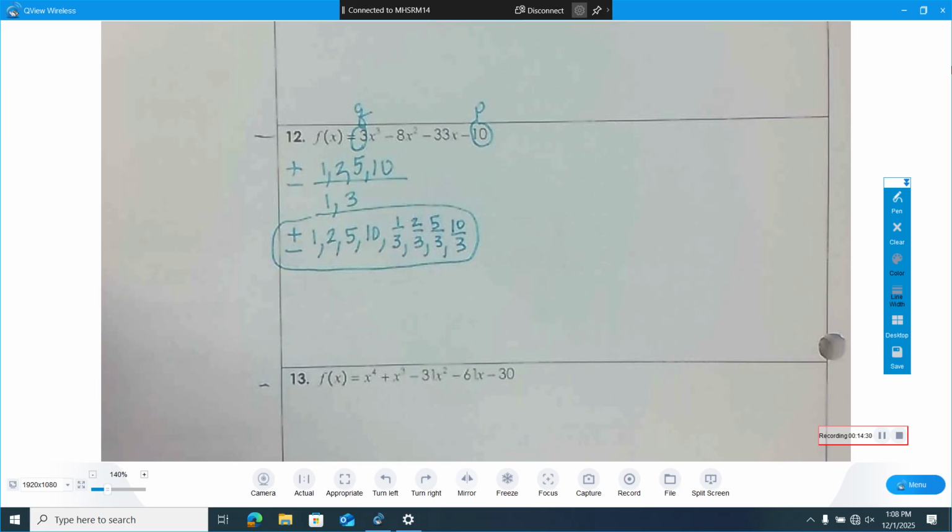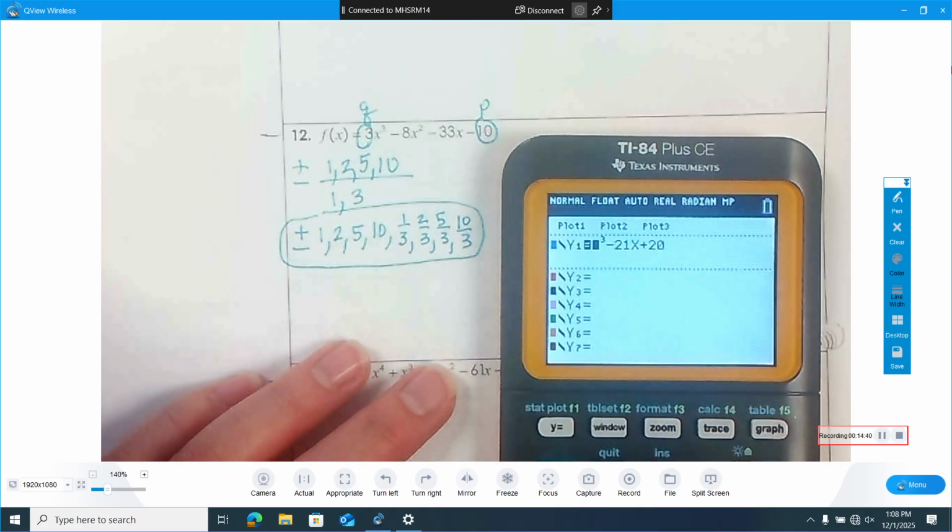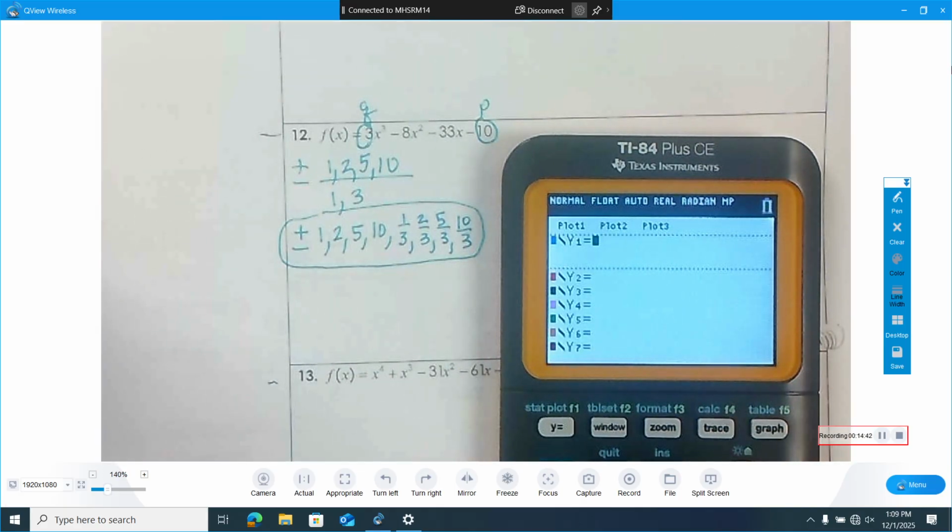Does anyone have any questions on how I got those? You good? Okay. So now what are we going to do? We're going to use our calculator to help us out because otherwise we're just going to sit there and plug something in until you get a remainder 0. Like that's, you just have to do synthetic over and over.